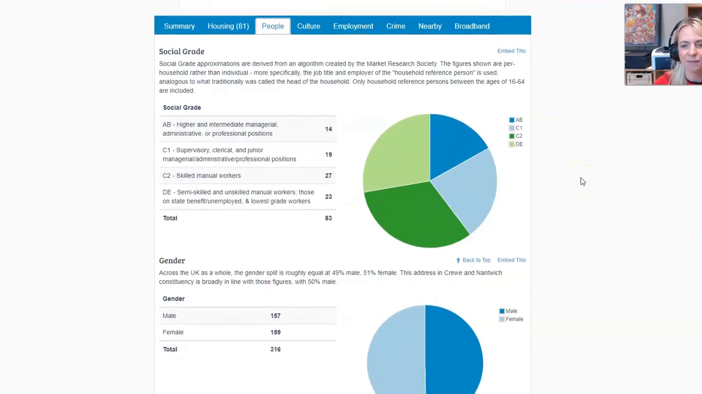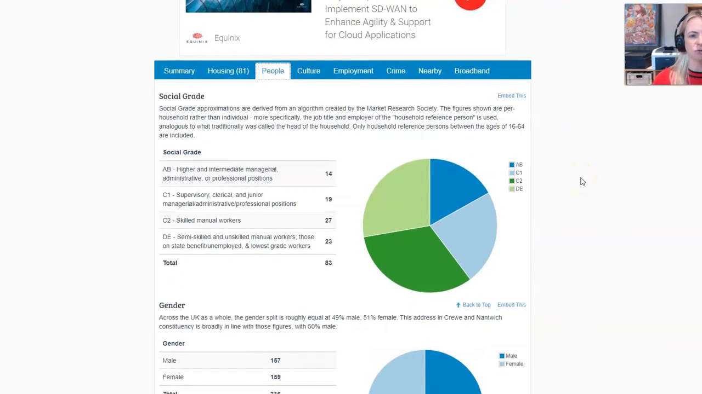So on the People tab, this tells us the social grade, the kind of demographic grade of the people who are living in the area, in the location. So this comes from an algorithm that was created by the Market Research Society, and these figures show the household rather than the individual. So these are, again, per household figures. Now, you might know that we grade different people's social status or social grades in the UK from A down to D, and we also give them a number.